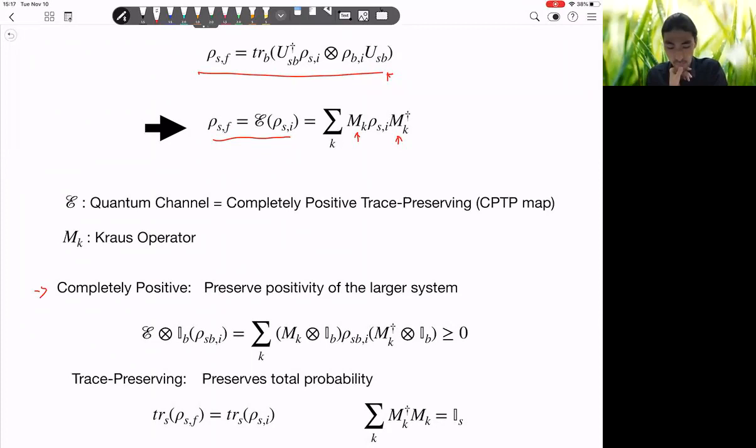Now, when I say positive map, that means it maps positive operators to positive operators. Then when I say completely positive, that means it preserves positivity of the larger system. What it means is that the map we're considering acts only on the subsystem, only on the system, not on the bath. So it's acting on the subsystem.